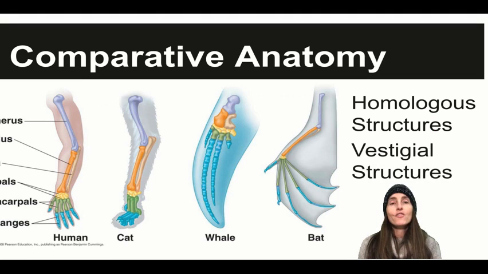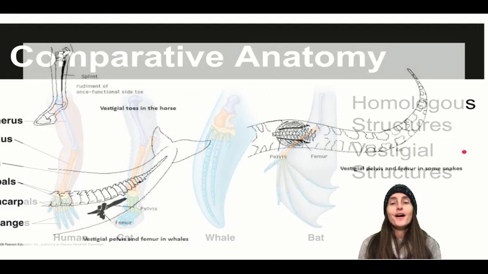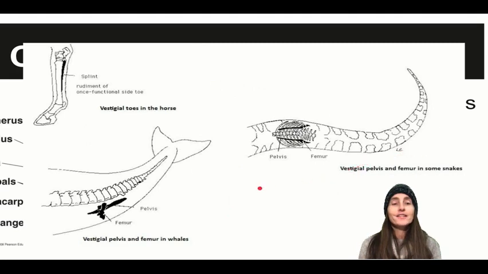Different from that is called vestigial structures. Vestigial structures are ones that no longer serve a purpose that it seems they probably served before. I'm going to put up some old drawings here, and I kind of like them. They're not real high tech, but basically here's a horse bone, and there is a once functional side toe that was a split hoof.